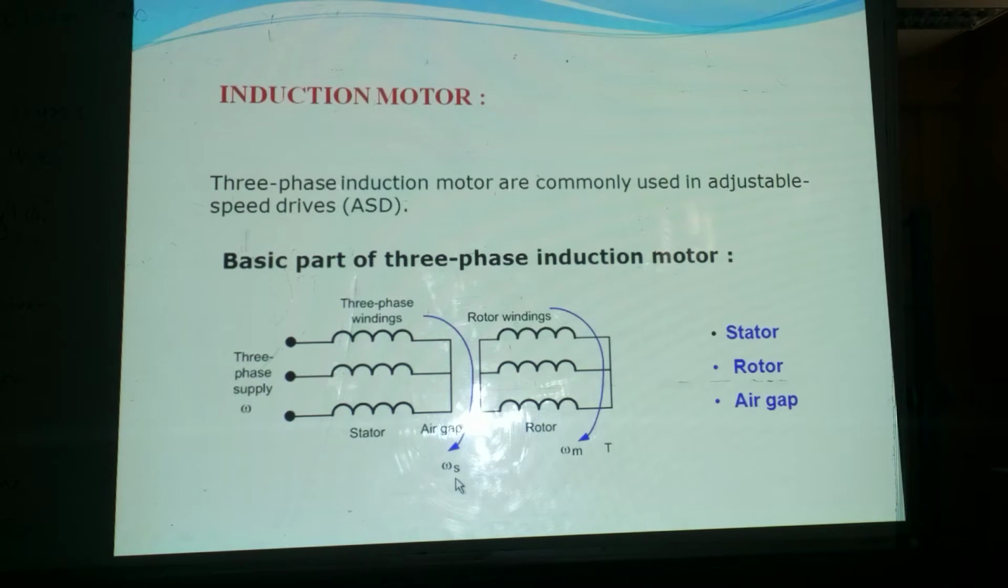Omega s is the synchronous speed at which the magnetic field will rotate. Omega m is the motor speed, nothing but the rotor speed, at which the rotor rotates. Rotor speed is always less than the synchronous speed in the case of an induction motor. That's why it is known as an asynchronous machine. And three-phase induction motors are commonly used in adjustable speed drives.